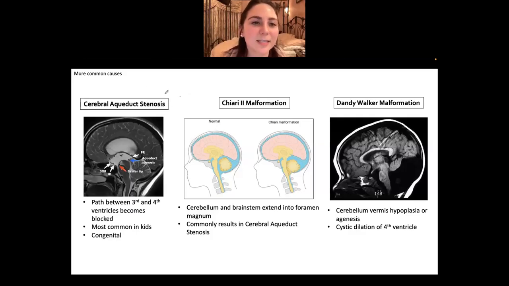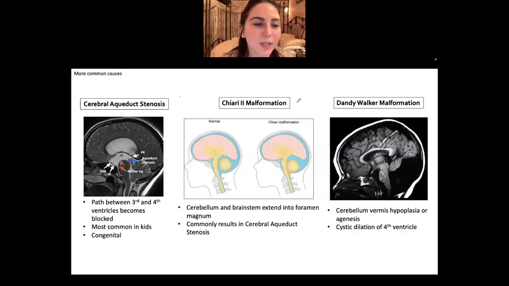Stenosis is exactly what it is with valvular stenosis in the heart. It's just a narrowing. The cerebral aqueduct is already super narrow, so if you have it even more narrow, that's going to cause an increase in both third ventricle cerebrospinal fluid as well as your lateral ventricles. So the path between the third and fourth ventricles becomes blocked. This is super, super common in kids, and it's a congenital defect. They're going to be born with this.